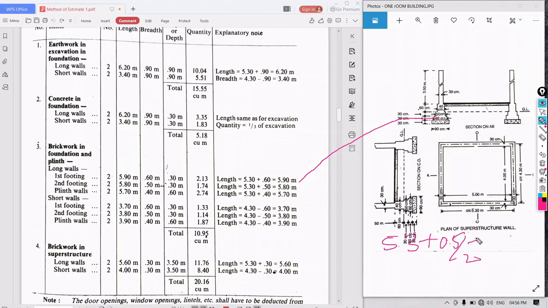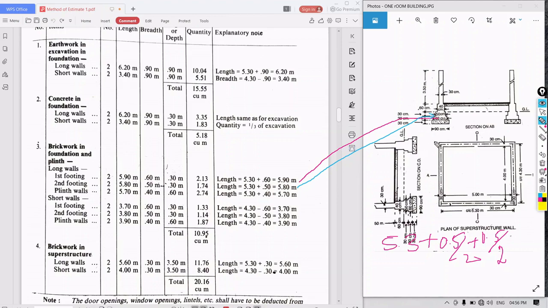Because it is the first problem, I am going very slow. Okay, 0.5 by 2, 0.5 by 2. So this is your second footing. Okay. Next come the plinth walls.